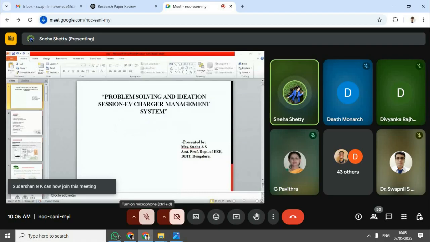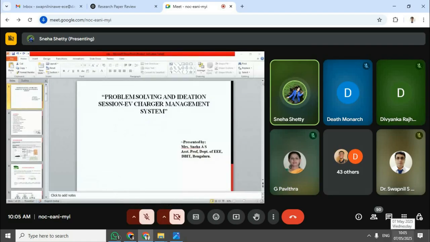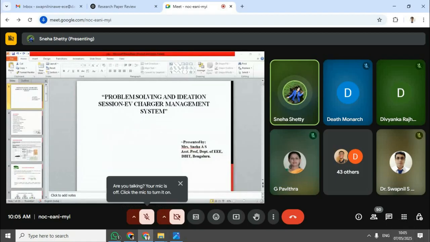So the title of the session is Problem Solving and Ideation Session, EV Charger Management System. Some of the contents that we will be discussing today begin with the introduction.